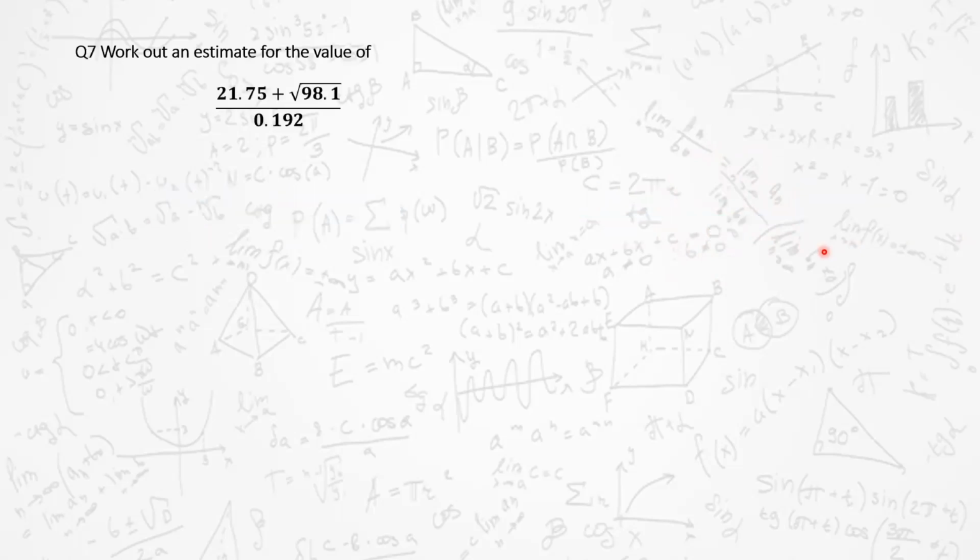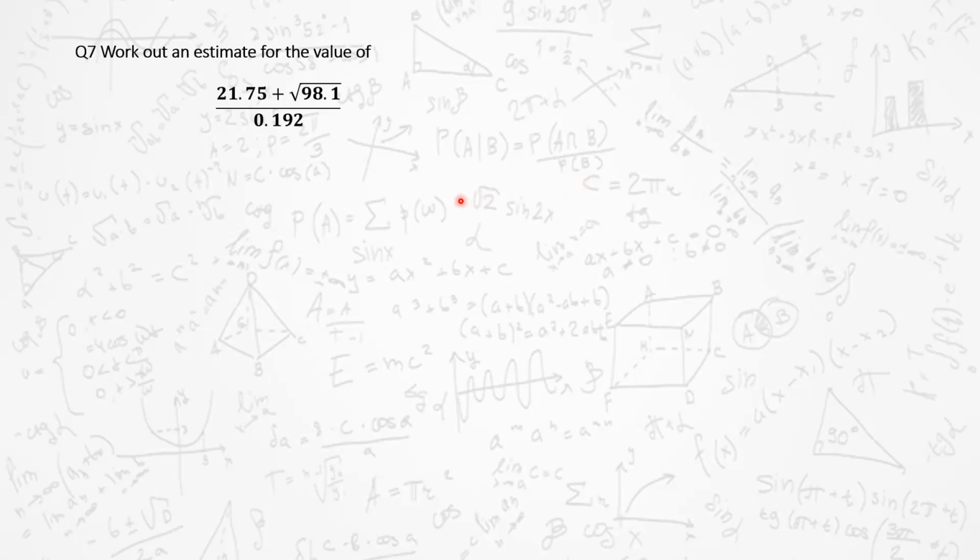Next one, I have question 7. Work out an estimate for the value of 21.75 plus root 98.1 over 0.192. 21.75 could be rounded down to 20.